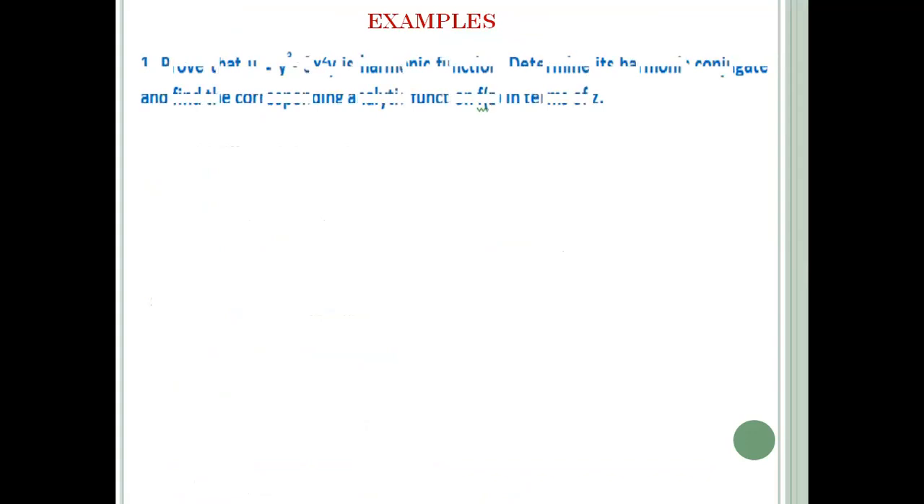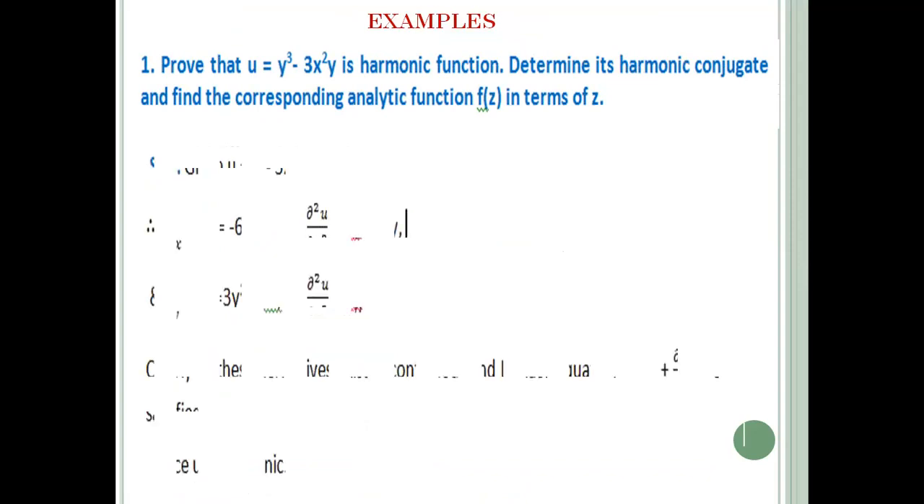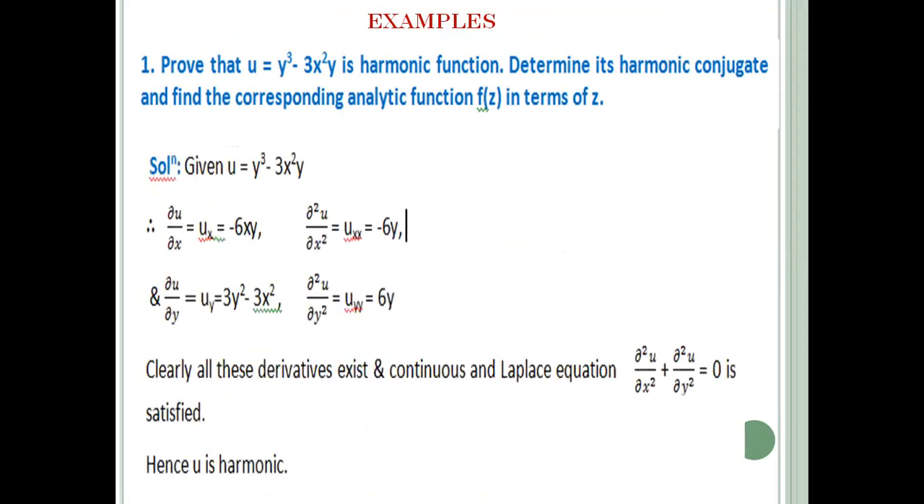So I will take examples. Prove that u = y³ − 3x²y is harmonic. Determine its conjugate and find f(z). So here u = y³ − 3x²y. You just find ux, uy, uxx, uyy. Differentiation of u with respect to x: this is −6xy. Again differentiate: −6y. With respect to y: 3y² − 3x². Again differentiate with respect to y: 6y.